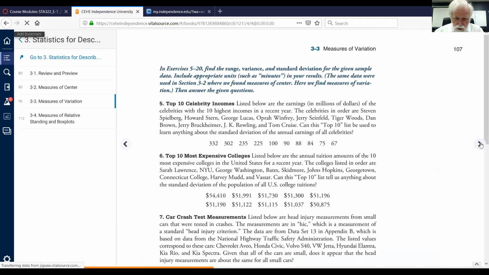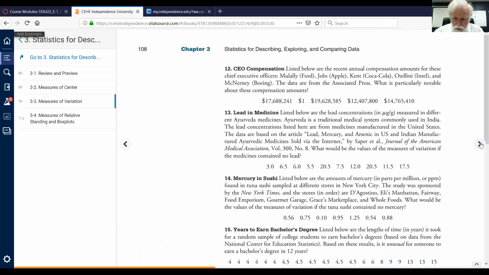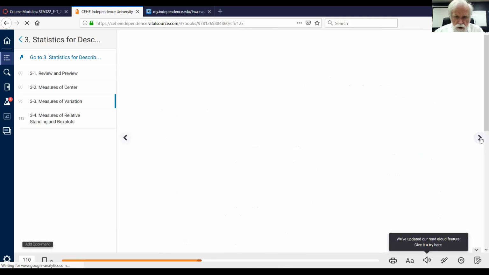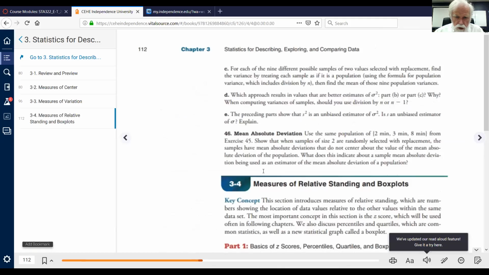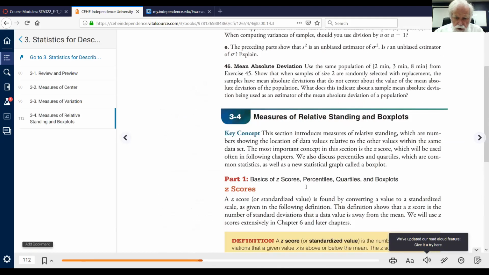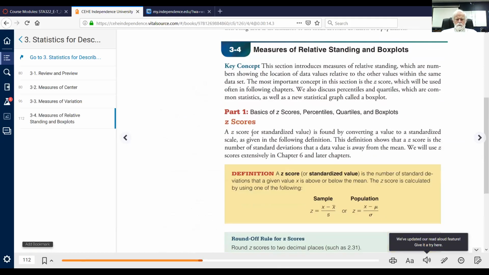So you'll be calculating some of those values. I'm going to see what's next in this chapter. We'll come to this later. We've got box plots, and we're going to be looking at something called a z-score. It's a standardized value. The definition of a z-score is the number of standard deviations that a given value of X is above or below the mean. It's basically how far away from the mean an individual data point is.